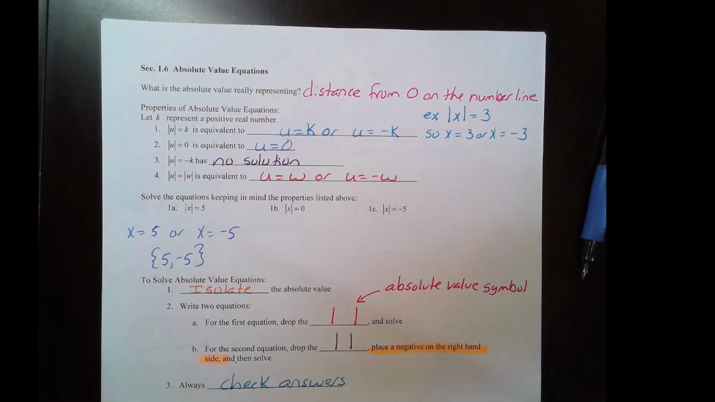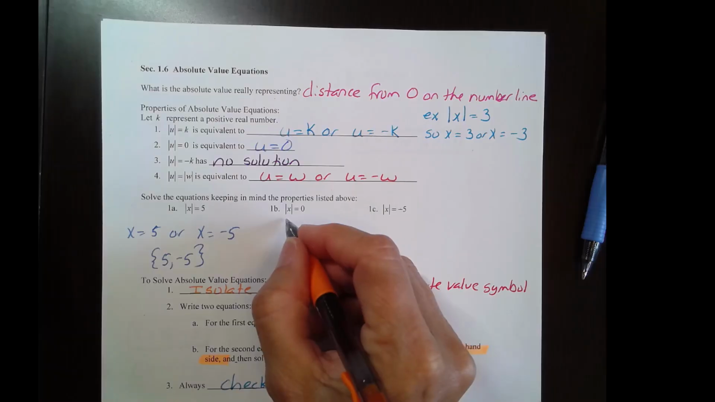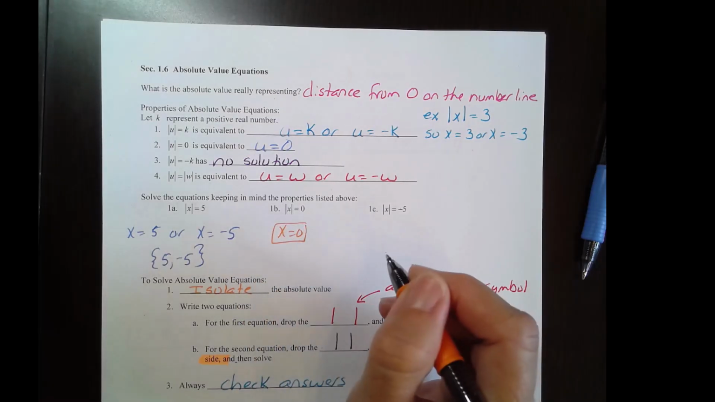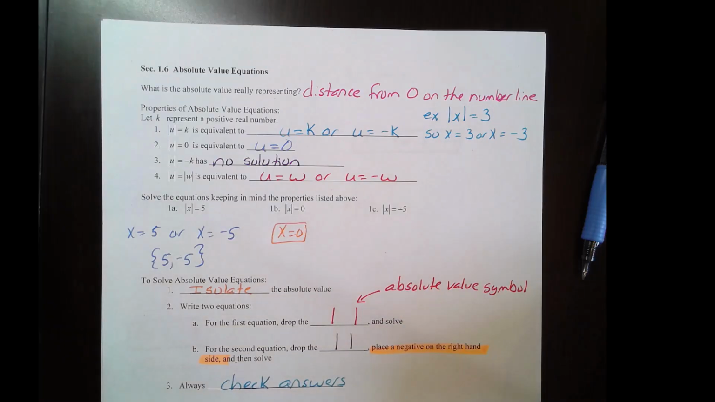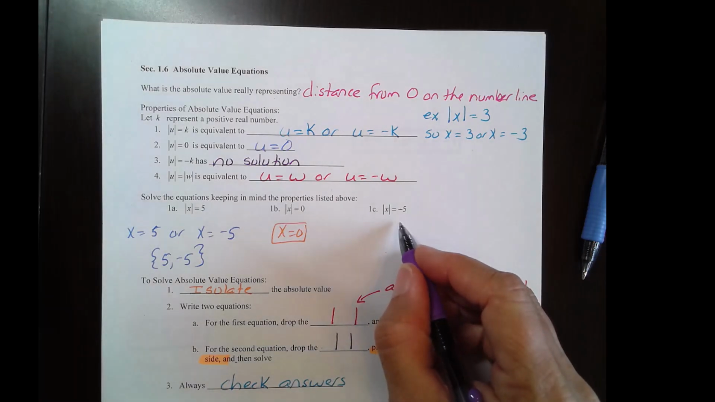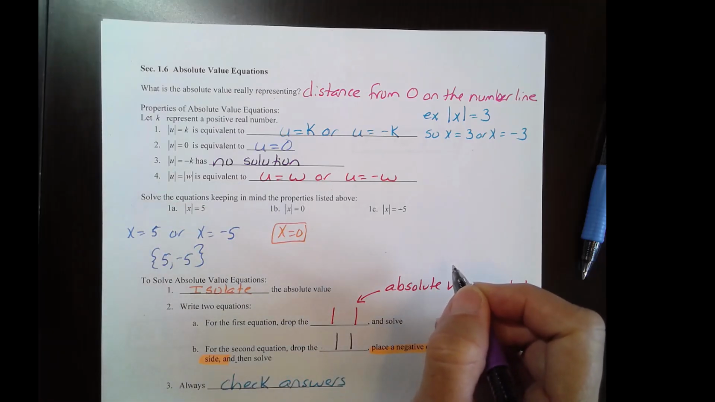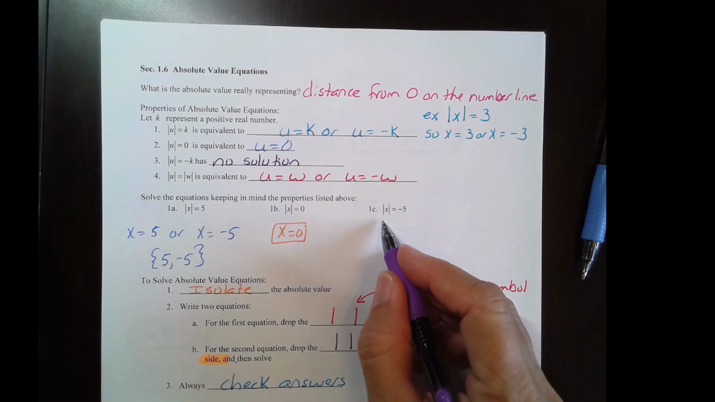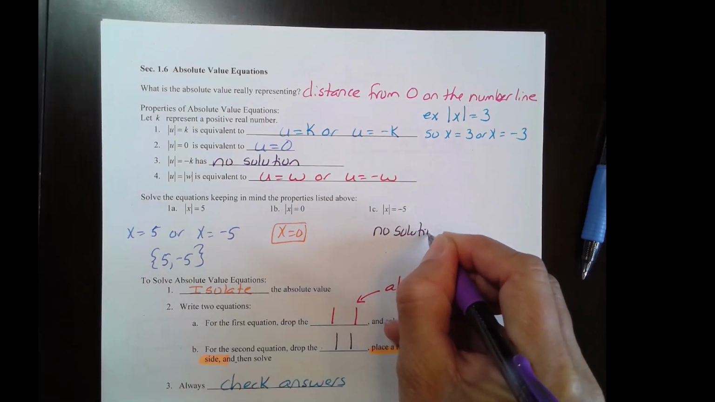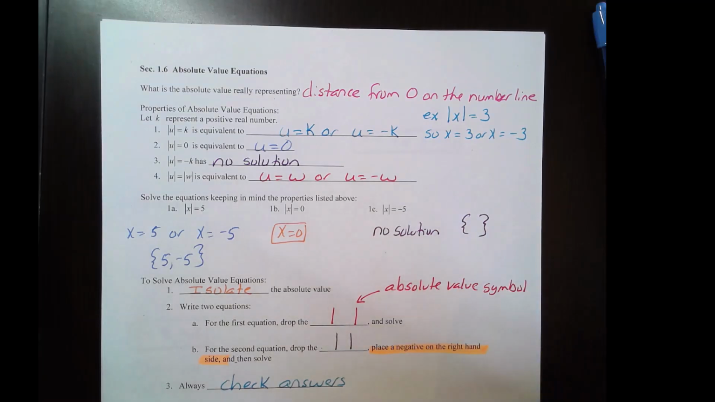1b, the absolute value of x equaling 0. Well, that would fall under property 2 that said if the absolute value of x equaled 0, the only answer would be x equaling 0. 1c, the absolute value of x equals negative 5. Well, that would fall under the third property, the absolute value of u equaling negative k. You can't have a distance being negative, so your answer would be no solution. And if you're using ALEKS, sometimes ALEKS likes to use the empty set.